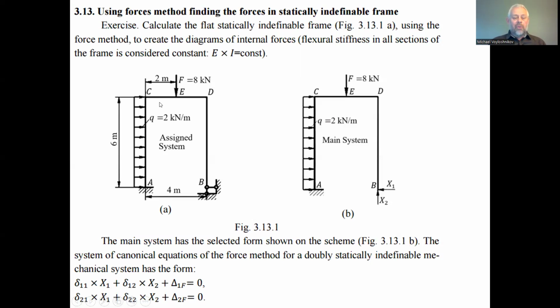And in the middle of the upper horizontal beam CD, an external concentrated force of 8 kilonewton is applied. This is a sine system. And on the stand AC of the frame, rigidly connected to the horizontal beam CD and to the right stand DB, to the left stand, we have the applied distributed load of the intensity of 2 kilonewton per meter.